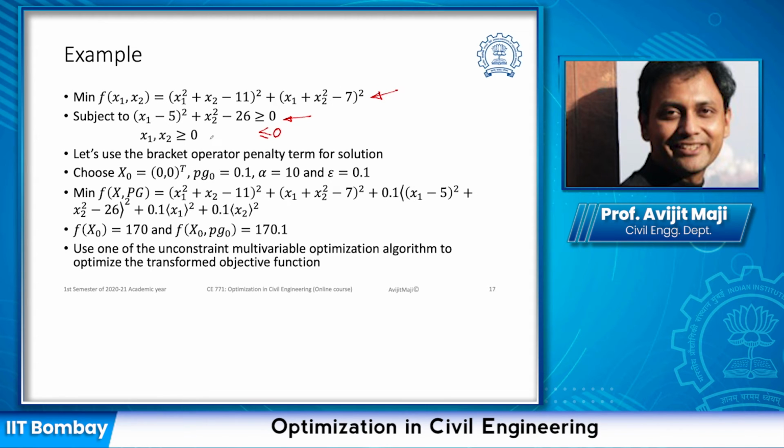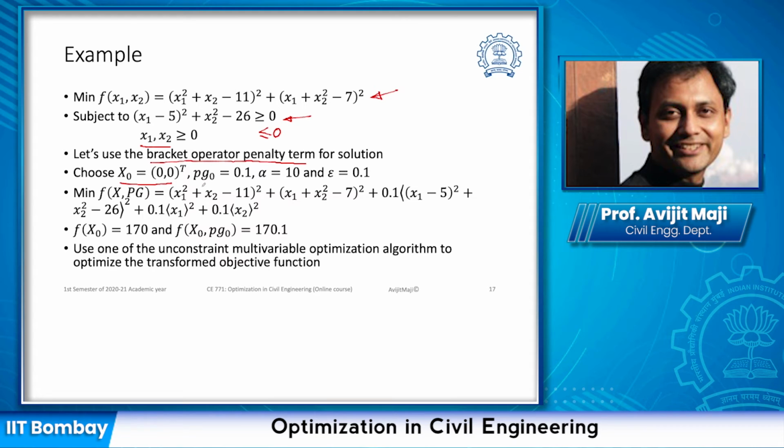We also have two other constraints for the design variables x1 and x2, in which both need to be greater than 0. In this particular problem, we have chosen the bracket operator penalty term for the solution. You can choose any other penalty term for the same problem and see the efficiency of those as well. So we are starting from the point 0, 0.